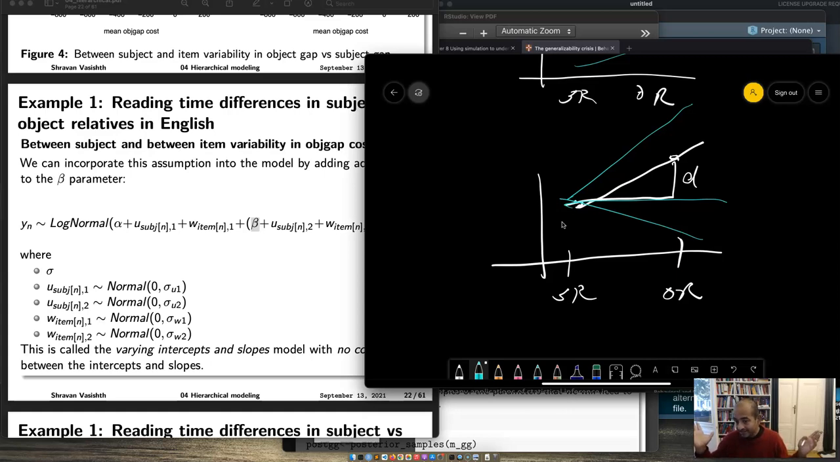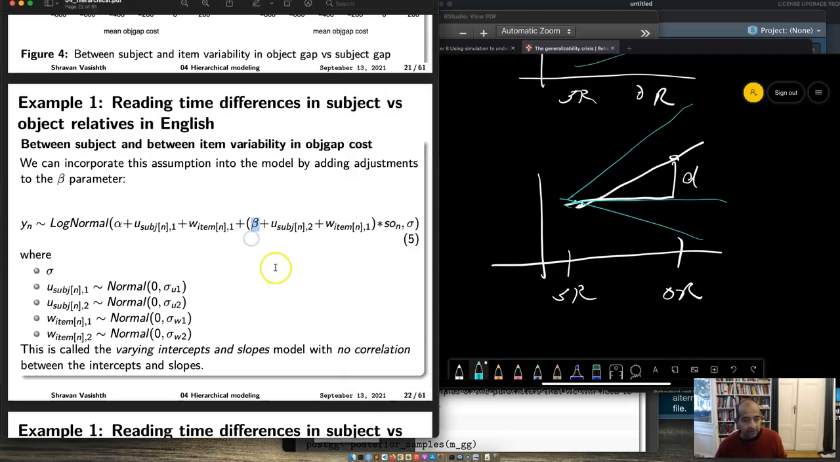This could be accidental, okay? We don't know if that's actually true. This is just data, right? So basically what we want to do is take this average slope beta and adjust it by subjects and by items, right?